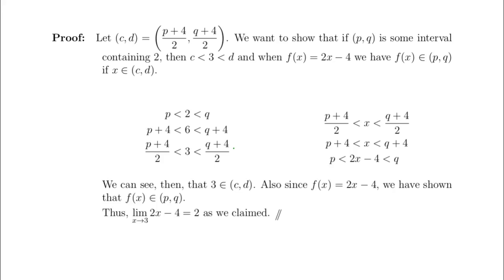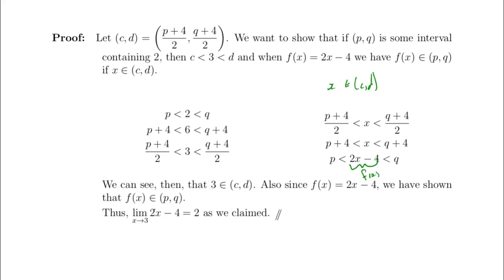We're going to say that if x is within C and D, so this means x is in CD, we have to show then that y, f of x, really, is within P and Q. And that's pretty easy to do. Multiply everything by 2, subtract 4, and look at this. This is f of x. That means it's within P and Q. So we can also say that f of x is within P and Q, and so our limit is 2, just like we said. End of proof.